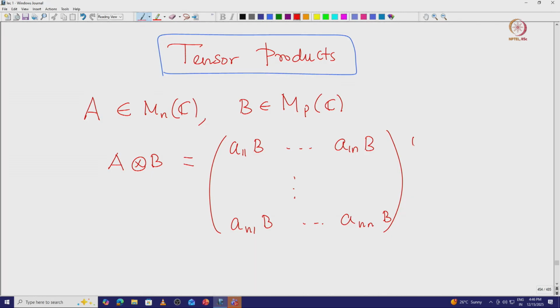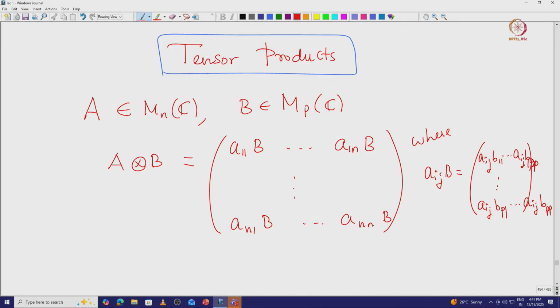Each individual block AIJ B is given by taking the matrix entries of B and multiplying them by AIJ. So, you have AIJ B11 etcetera, AIJ B P1, etcetera, AIJ B 1P, and AIJ B PP. So, this is how the Kronecker product is defined.